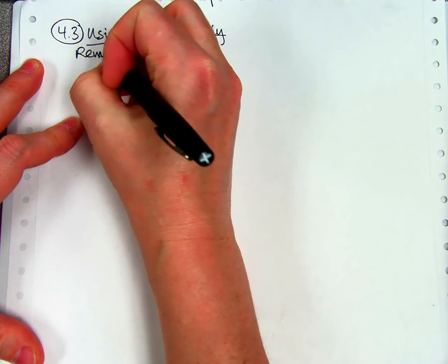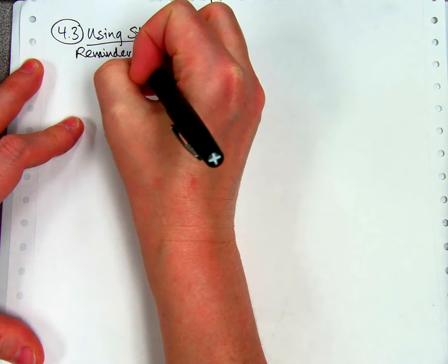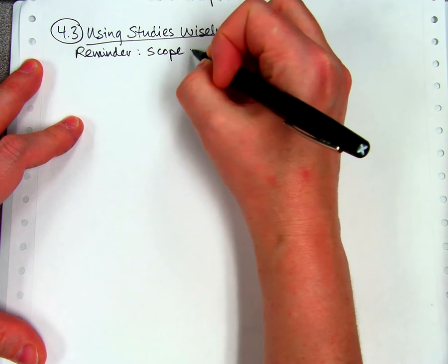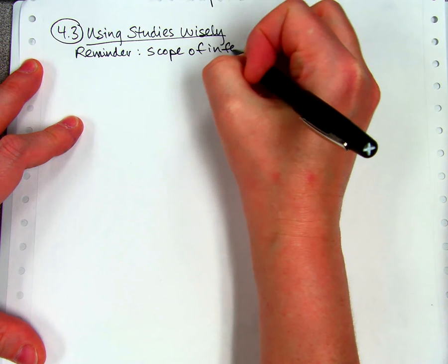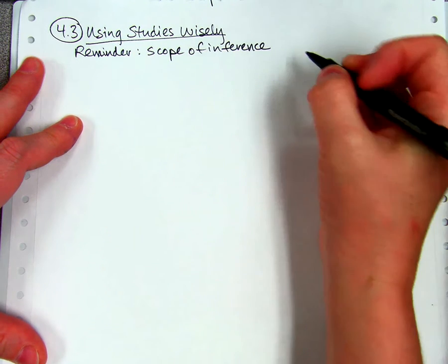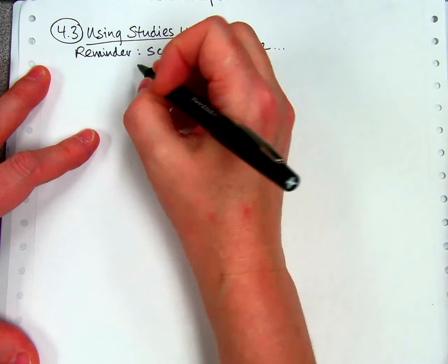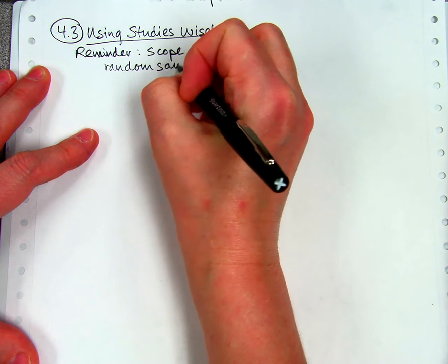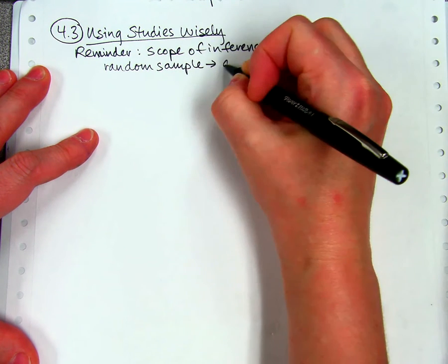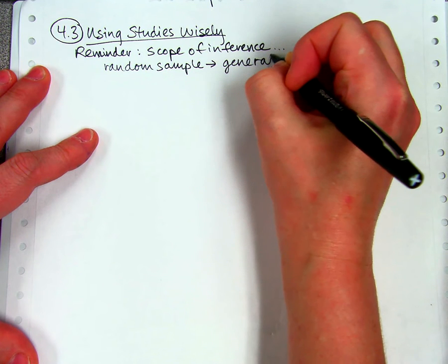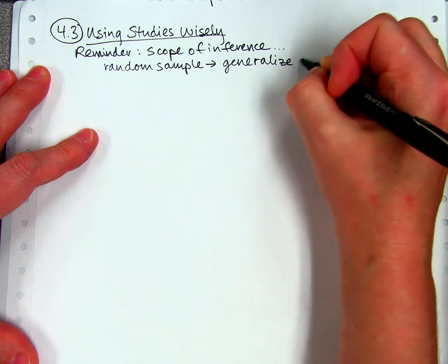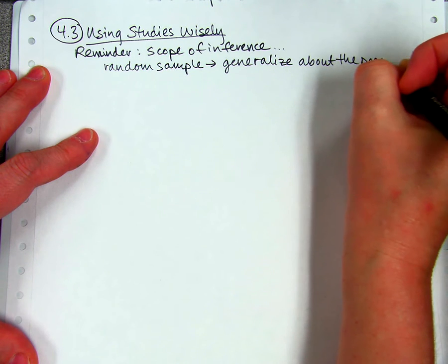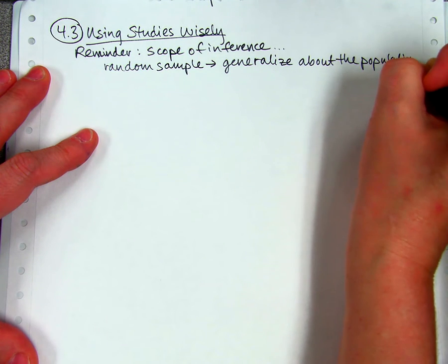Just a quick reminder of the end of 4.2, we talked about the scope of inference, and I just wanted to mention that again, so that you hear it more than once. Scope of inference means what kind of conclusions we can make. If you do a random sample, you can generalize your results about the population that you took that sample from. And that was in lesson 4.1.